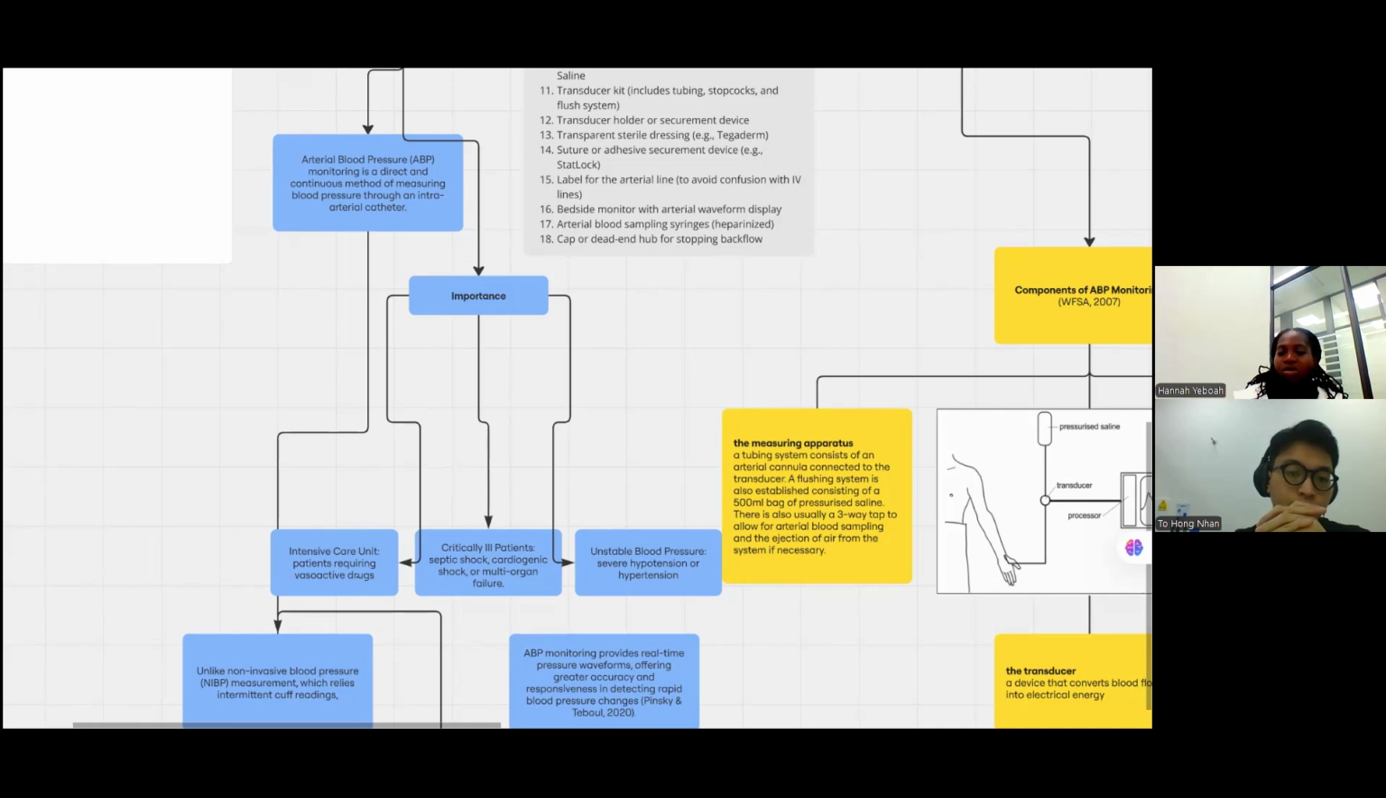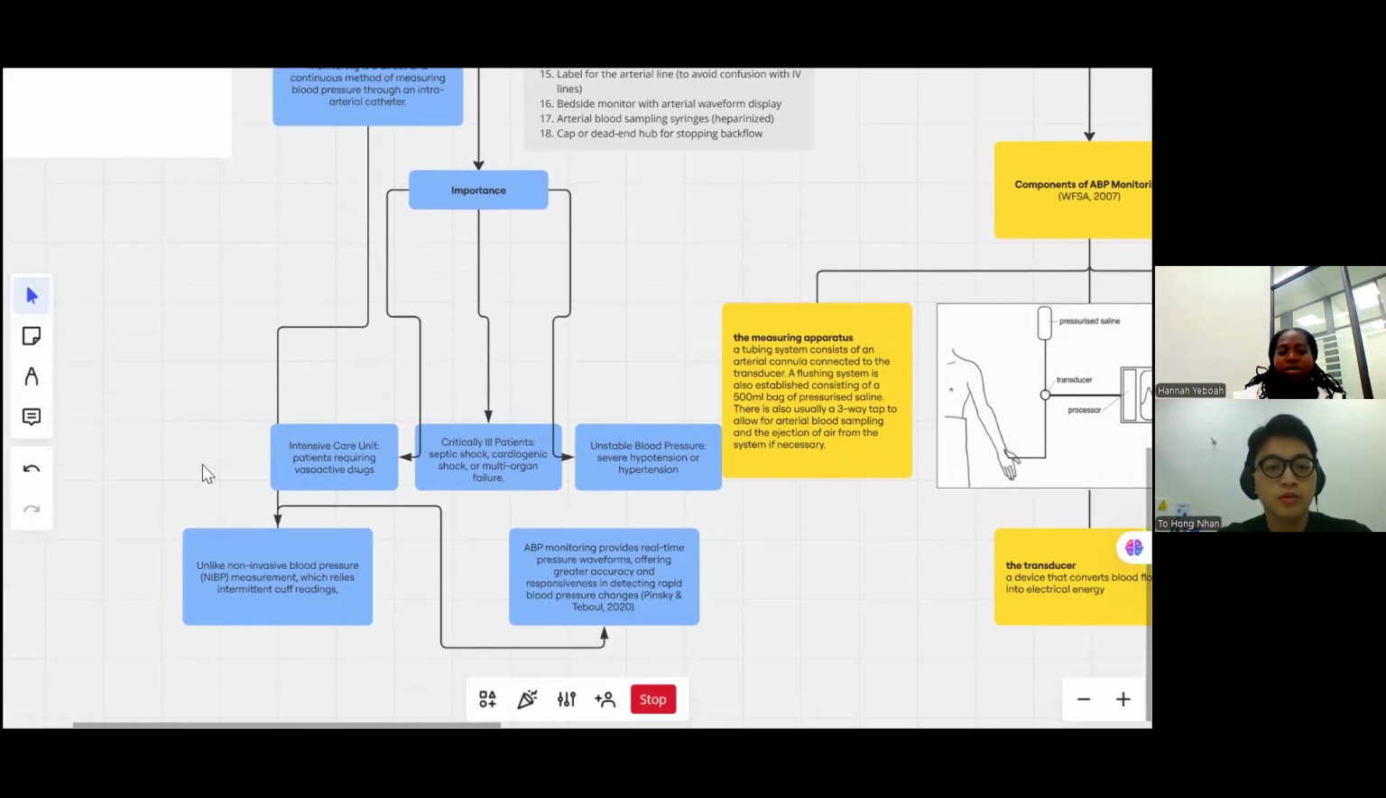Next is patients who have unstable blood pressure. So for example, a patient who has severe hypertension or hypotension, it means that the blood pressure is not stable. So it's very crucial for us to use the intra-arterial catheter to be able to measure the patient's blood pressure continuously. The next thing we'll look at is the comparison.